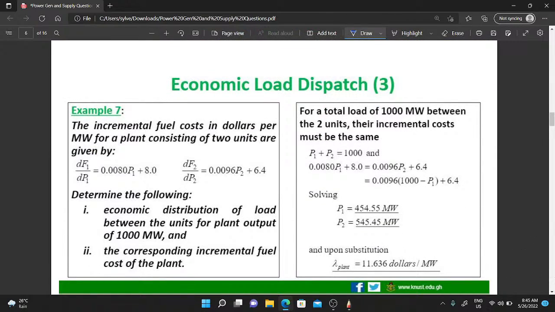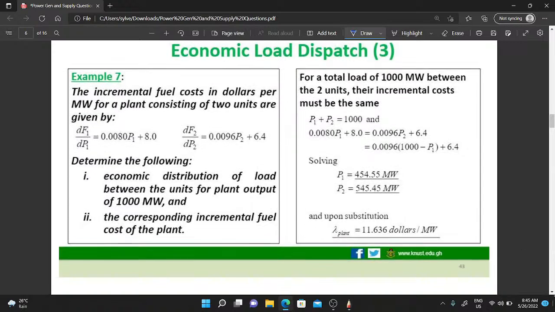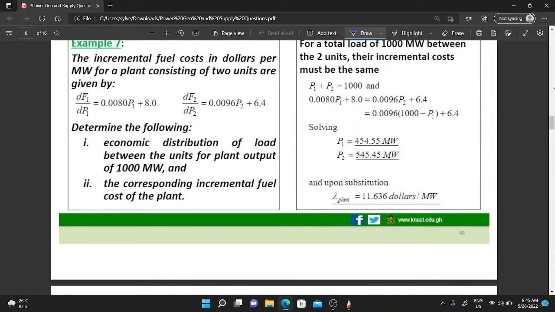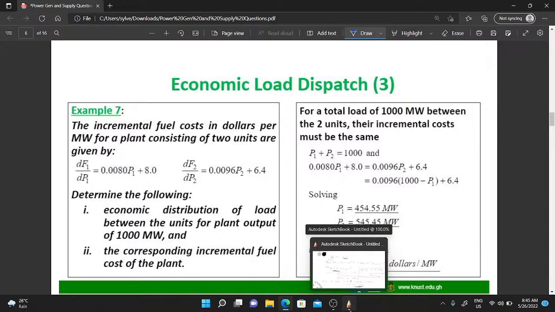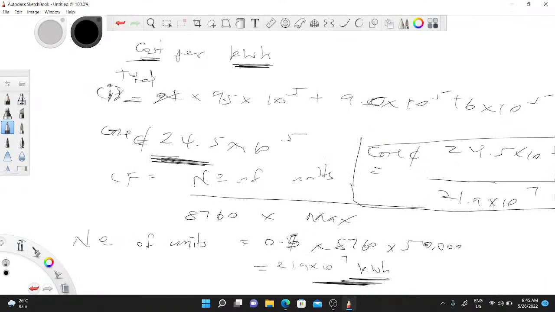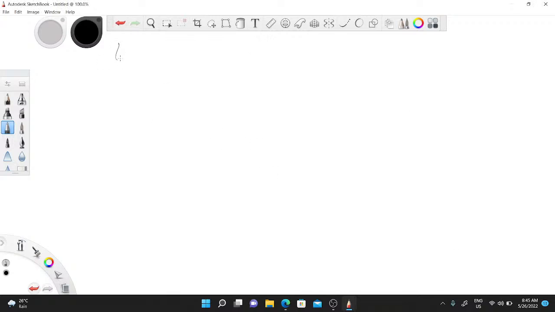Okay. Now the next question is on economic load dispatch. This economic load dispatch is a concept where you have two generators. Yes, so you have two units supplying. You want to know how much each of them will supply and then the incremental fuel cost. So we have two units. Let's say unit one here, we have unit two here.